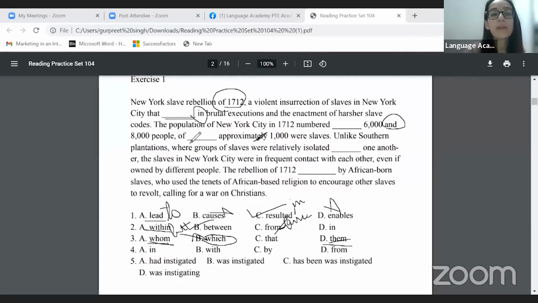If you want to put them, you need a subject. For example, the sentence should be, the population numbered between 6,000 and 8,000 people, full stop. Some of them were slaves. So if you want to put them, then you need a subject like some, like many of them, some of them. Then we can use the word them. But if you don't have a subject, and you're just referring in the continuation sentence, then we'll go with whom. Of whom means out of whom. Out of this number, 1,000 were slaves.